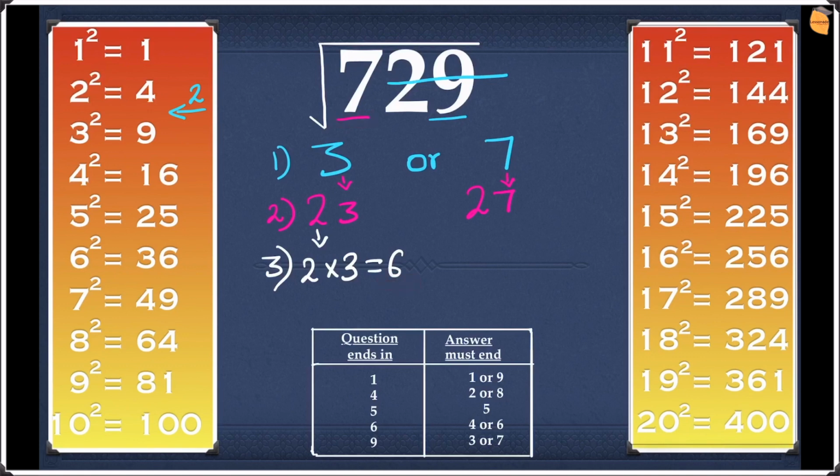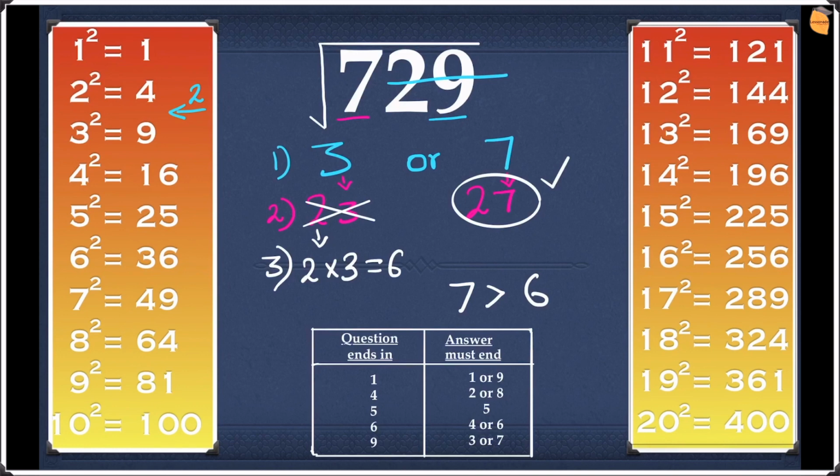Okay, so is the 7 greater or less than 6? If the 7 is greater than 6, and it is, you have to choose the larger number. So in this case, the larger number is 27 and not 23. So the right answer is 27. So square root of 729 is 27. So well done guys for getting this one right.